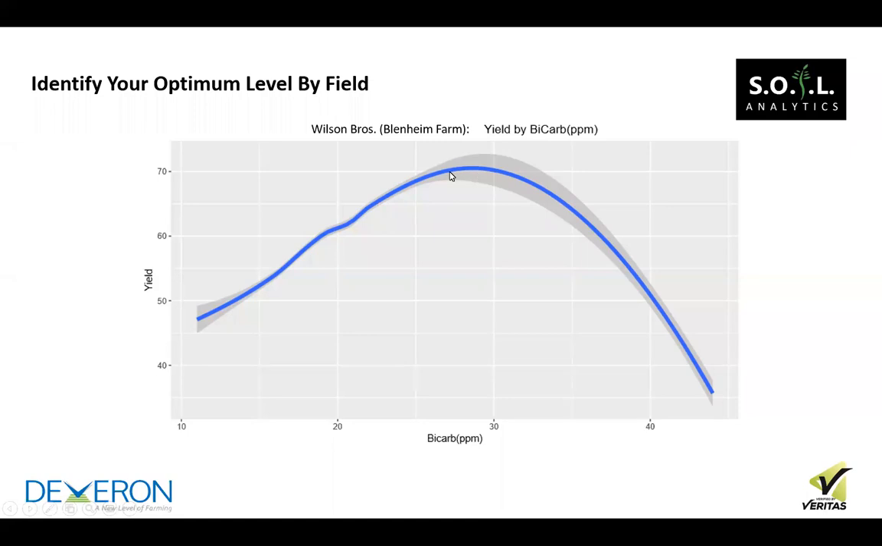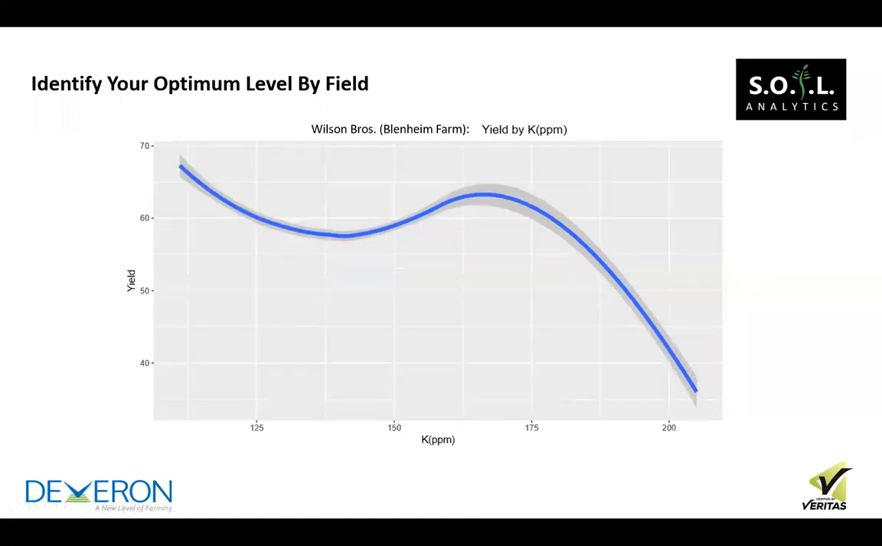The optimum level for your bicarb to get that higher yield for this field is around 28 ppm. So you know in this field that you need to start building up these zones or this area of the field, and you can start cutting back in those higher P areas just so you can start seeing some benefit to that yield.